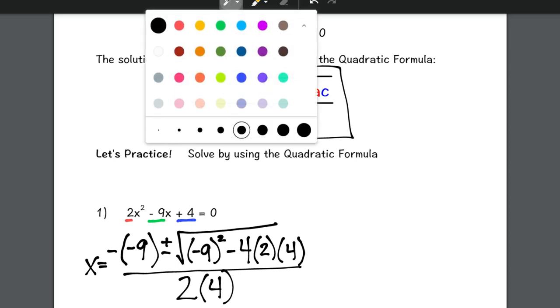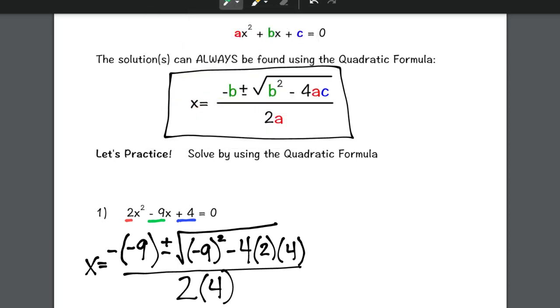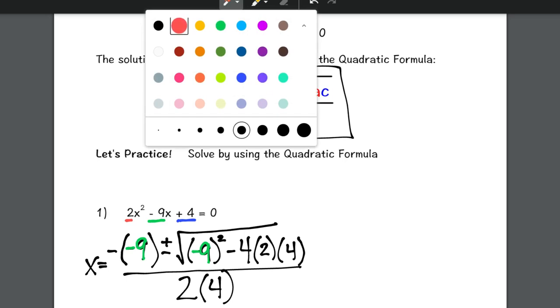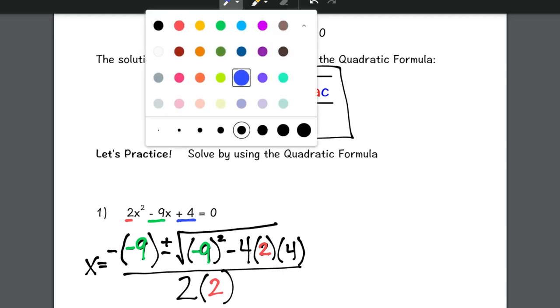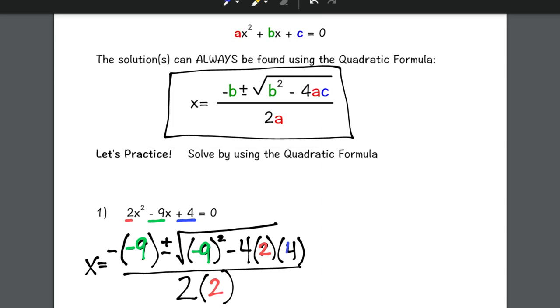All right, so let me color code these real quick just so we have a full understanding of where each of these numbers come from. So this negative 9 is right here as my b, and you see that b twice. My a is going to be that 2, so we see the 2 here, and then you also see the 2 down here. I'm sorry, I screwed up down here. I made the mistake of putting the 4 in. That was c. This should, of course, be 2. And then last but not least, we have that c, which shows up just once in my formula.